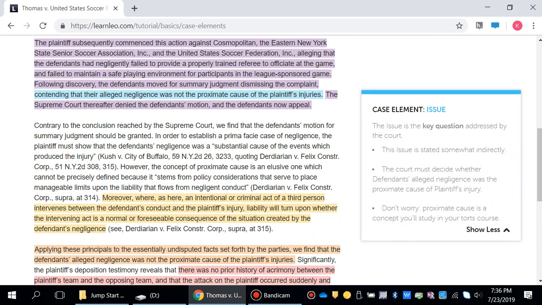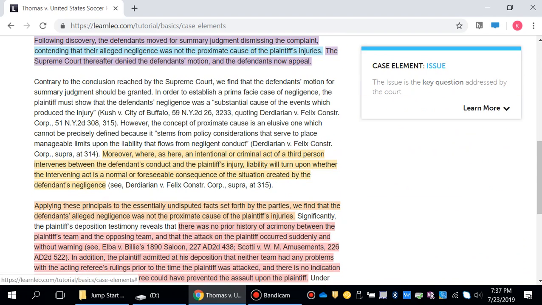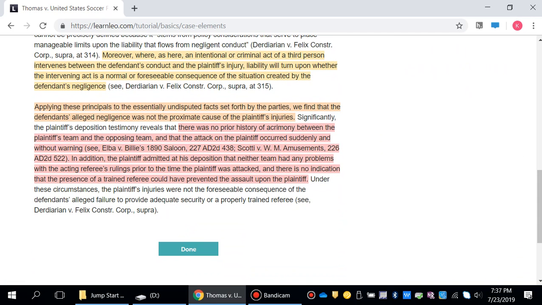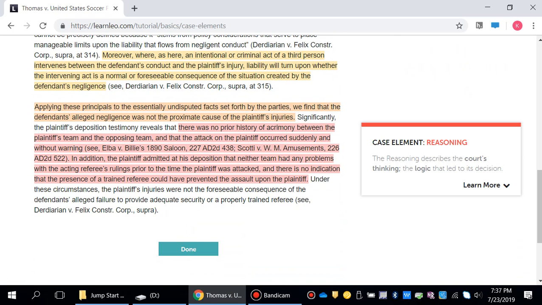You'll study that in your torts course. Don't worry, you don't need to know about it now. In fact, your professor doesn't even want you thinking about it right now. All I'm doing is using this as an example of the different parts of a case brief, and then the reasoning. The reasoning describes the court's thinking, and this is a really important part of the case.